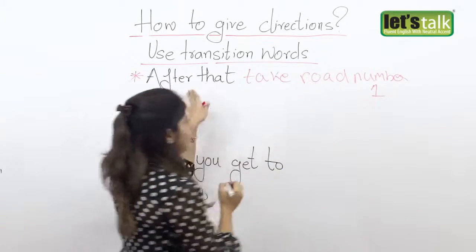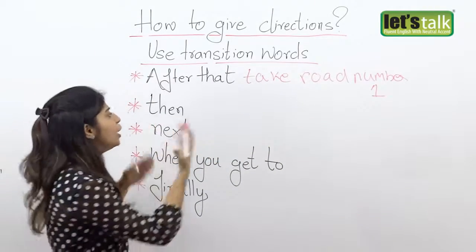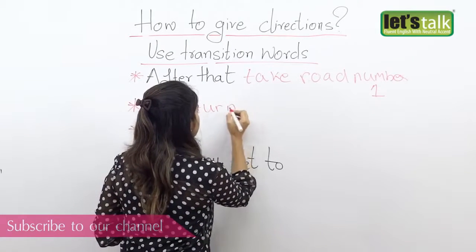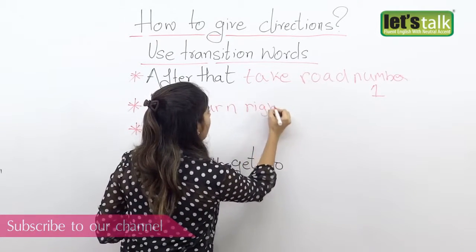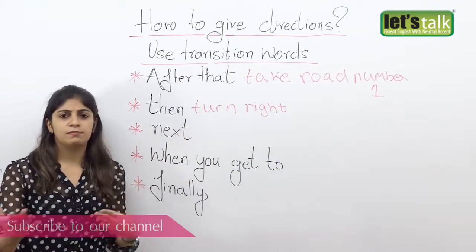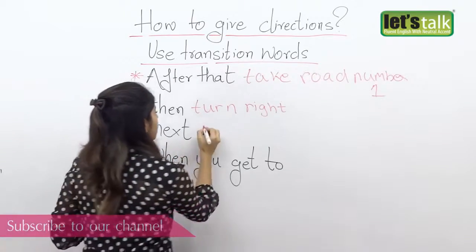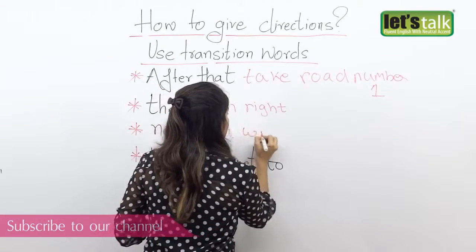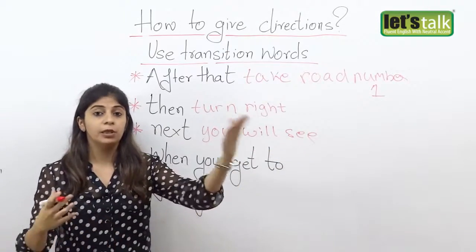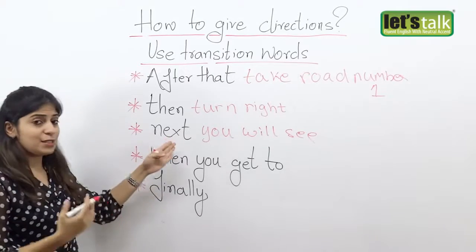Okay, so after that, you take road number 1, then you turn right. Next you can use a landmark. Next, you would see a McDonald's. Or you can say next you will see a blue tower, or you would see a church. So please do mention that, okay?